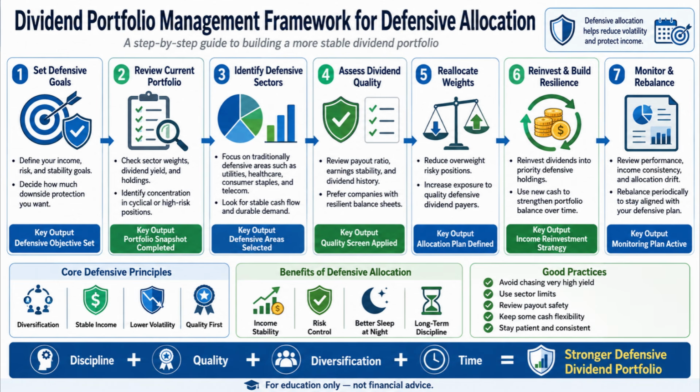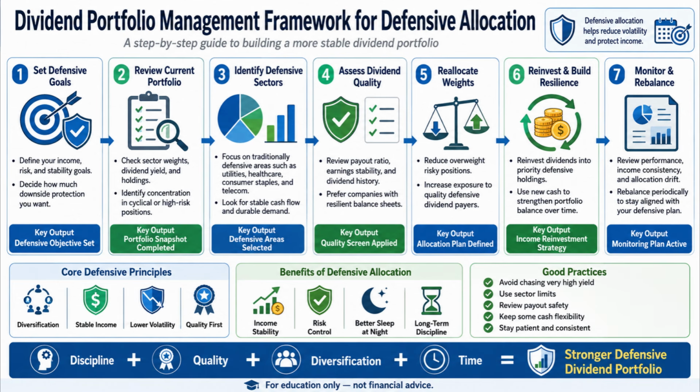Then, we monitor and rebalance the portfolio. Defensive allocation is not a one-time activity. Investors should review performance, income consistency, and allocation drift regularly. If the portfolio moves too far away from the target plan, periodic rebalancing can help bring it back in line.